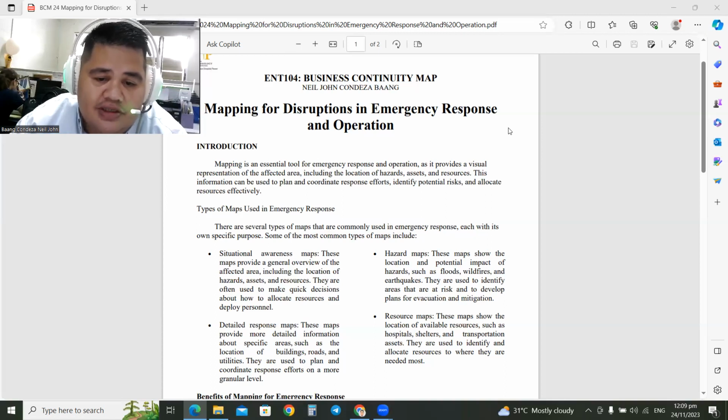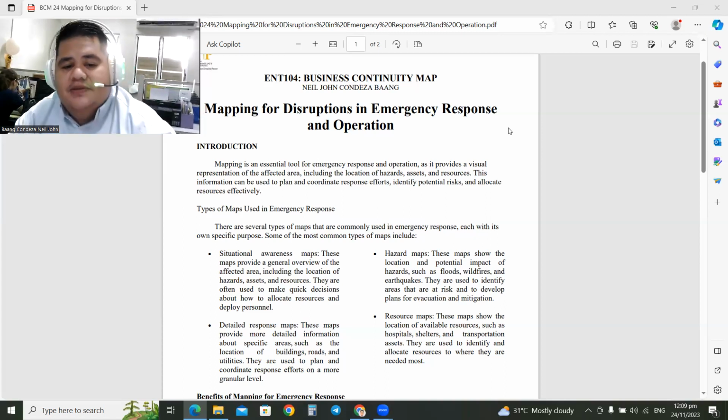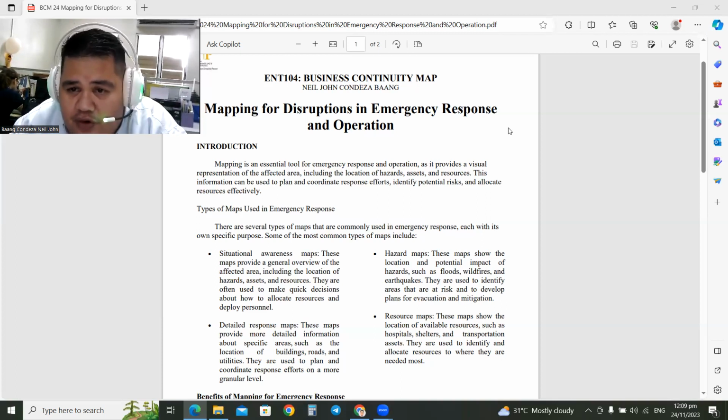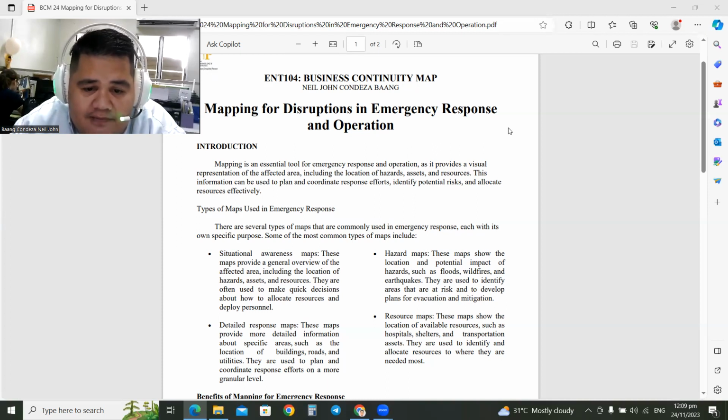Number two is the detailed response map. What are these? These maps provide more detailed information about specific areas such as the location of buildings, roads, and utilities. They are used to plan and coordinate response efforts on a more granular level. This detailed response map would be a specific map for a specific section of the floor. If you have several floors in your building or facility, specific maps are departmentalized, or even smaller, by section of the department.